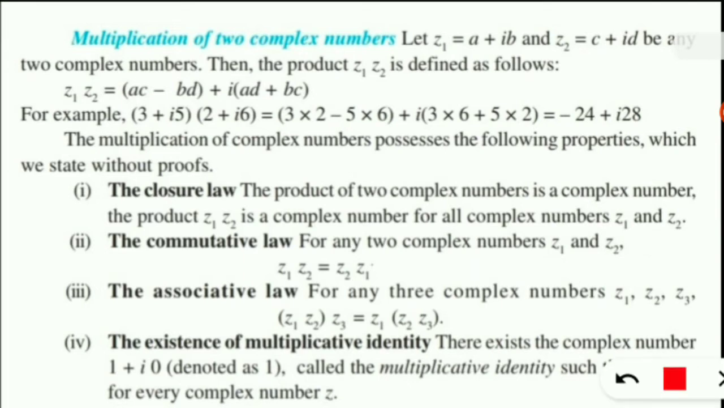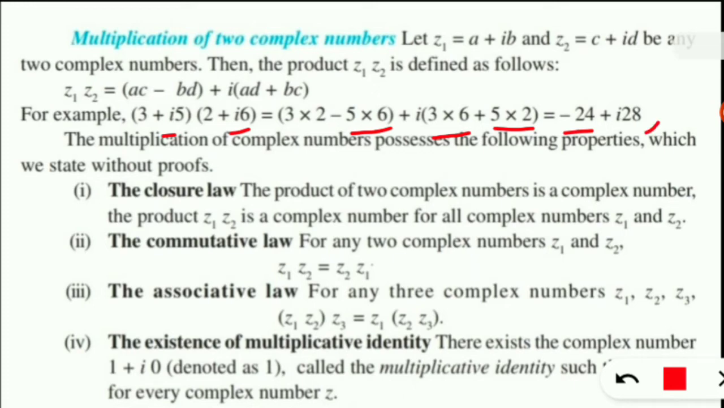For example, (3 plus 5i) into (2 plus 6i) equals, first one is 3 into 2. Okay, after that minus 5 into 6. Why minus 5 into 6? Because 5i into 6i means i square into 5 into 6, so i square equals minus 1, that's why minus 1 into 5 into 6. Okay, and plus i into (ad plus bc), that means 3 into 6 plus 5 into 2. Clear? So after that, minus 24 plus 28i.